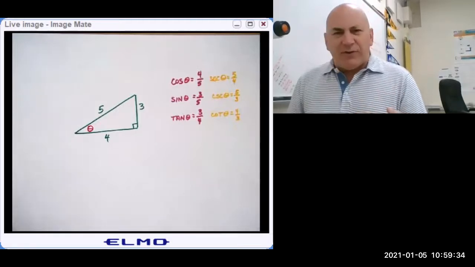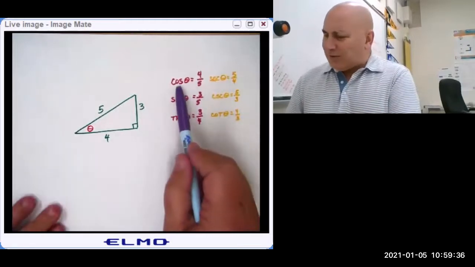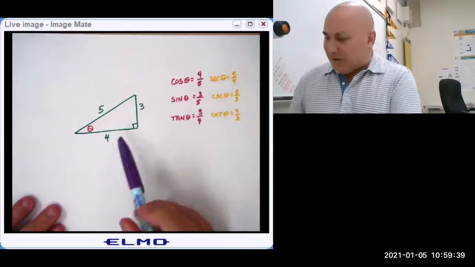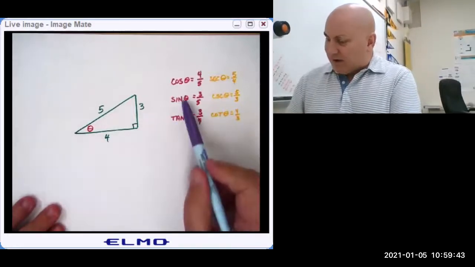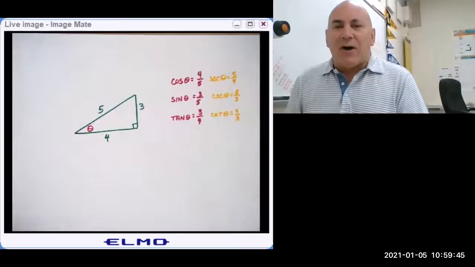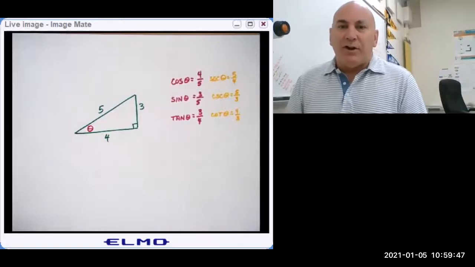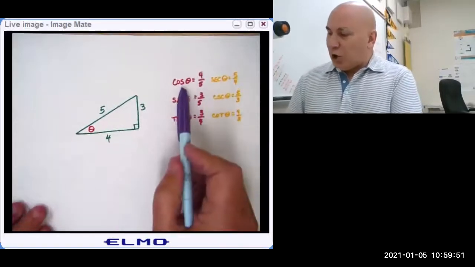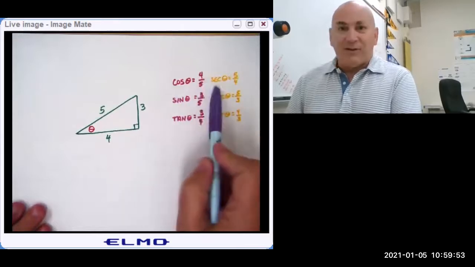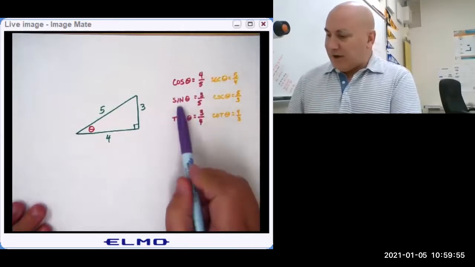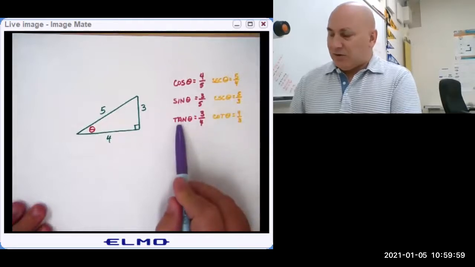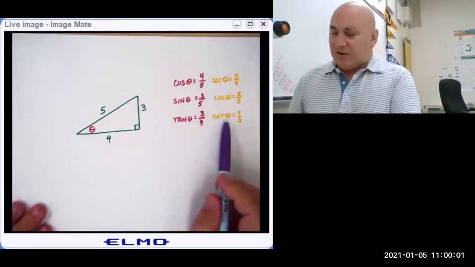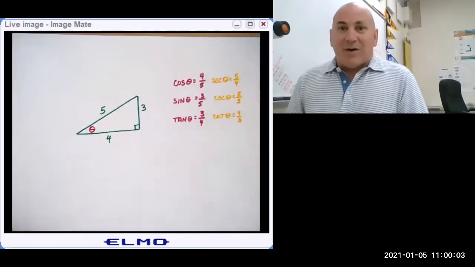Now I know if you're like me, you think, why are cosine and cosecant not a pair? I mean, tangent and cotangent are a pair. Here's how I remember it. There's one co in each of these reciprocal pairs. Cosine, secant. Sine, cosecant. Tangent, cotangent. That's how I remember it.